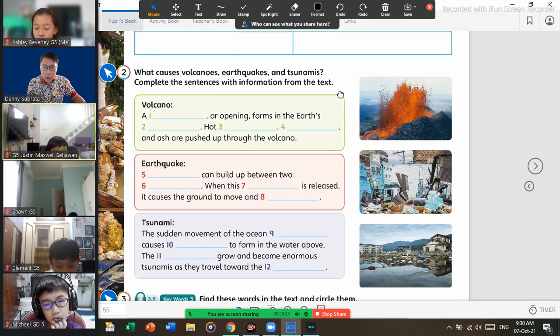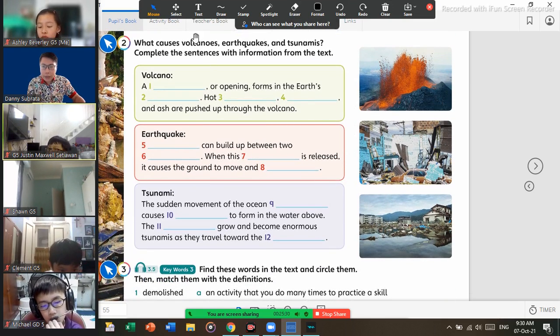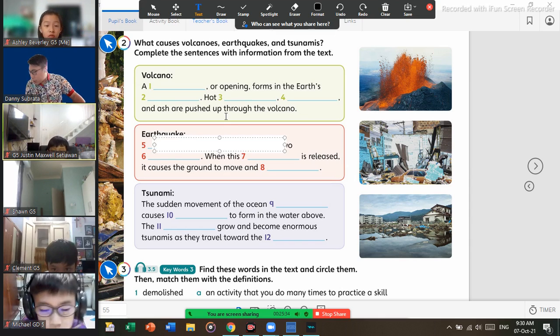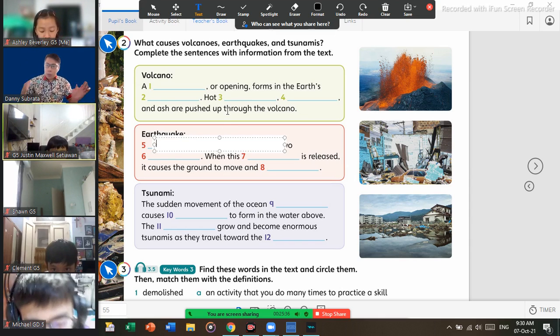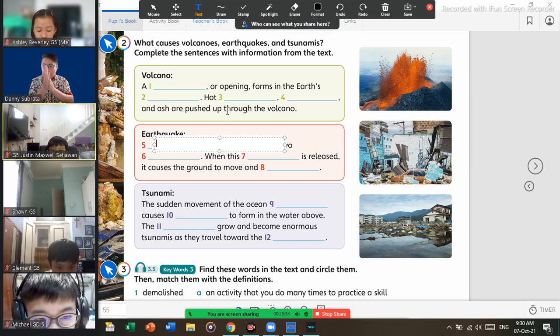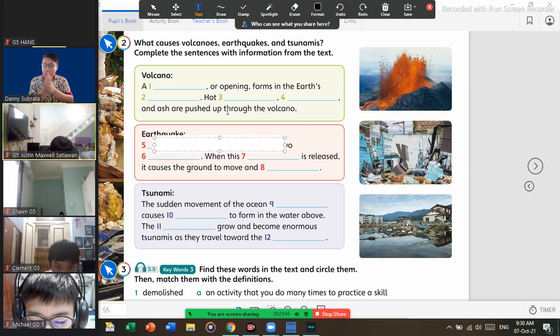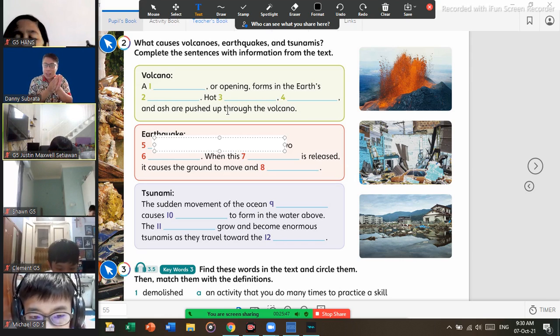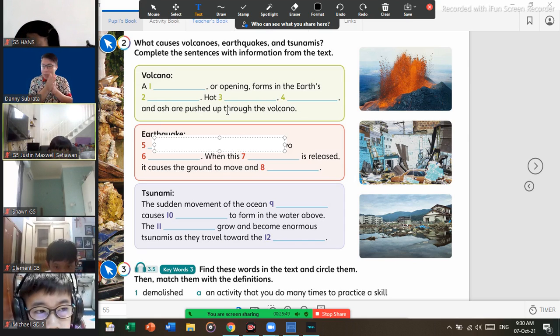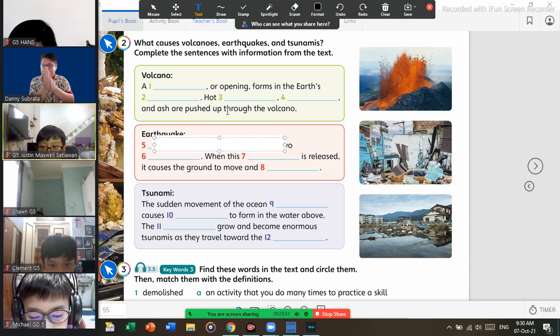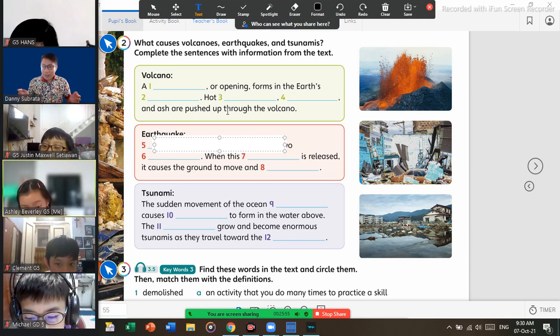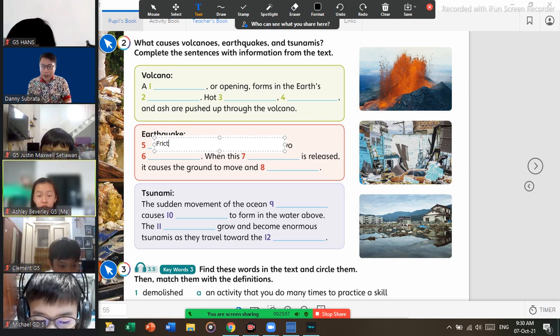Now, let's move on to the earthquake and the tsunami, okay? Now, the earthquake, number 5, what will it be? One thing that we did last time: we clasp our hands and move them. What do we call the heat that we produce? Sorry, I forgot. Like this one. Friction. Friction, okay, that's right.